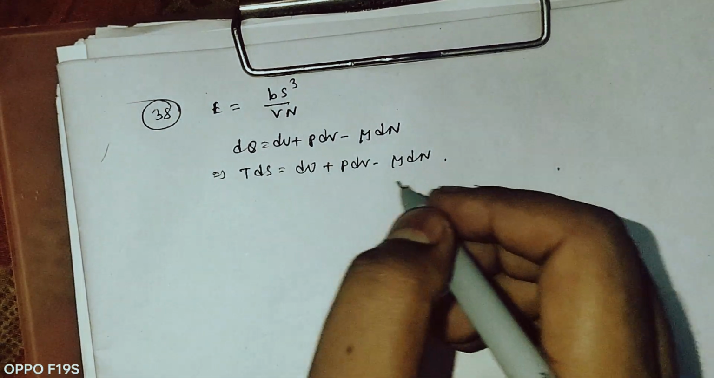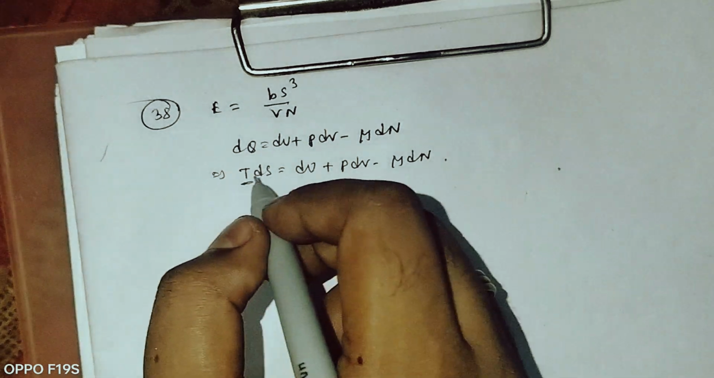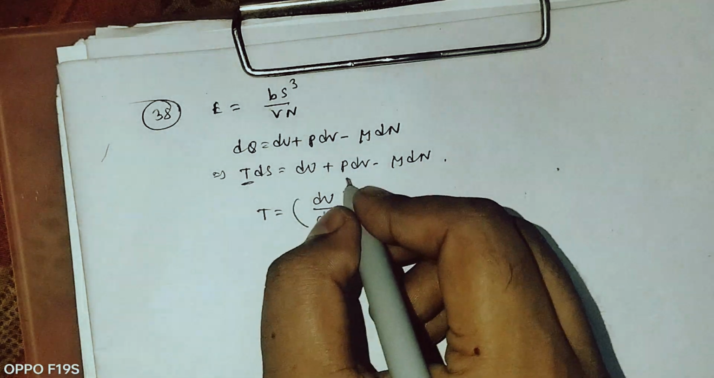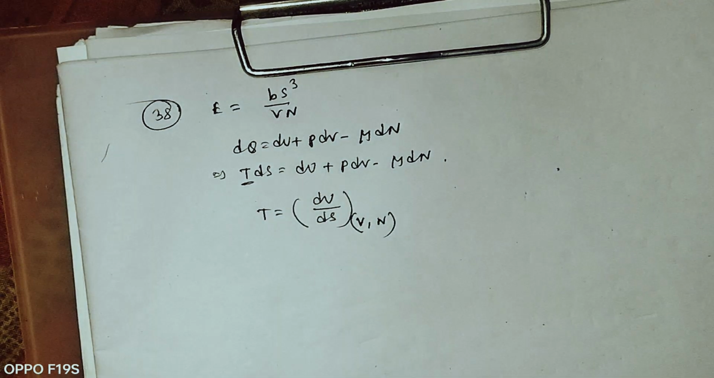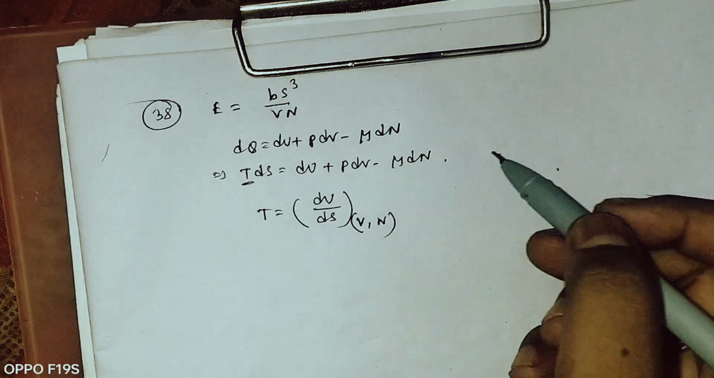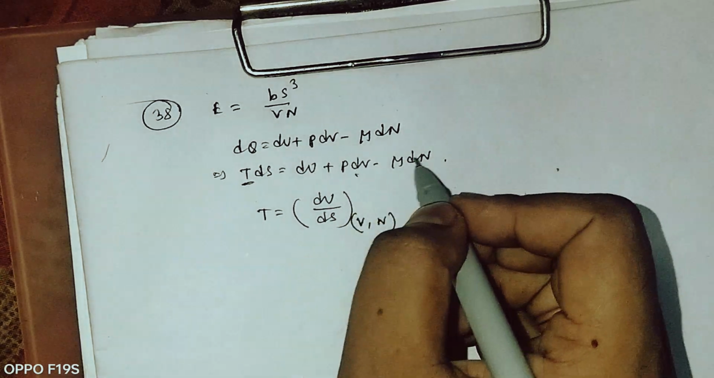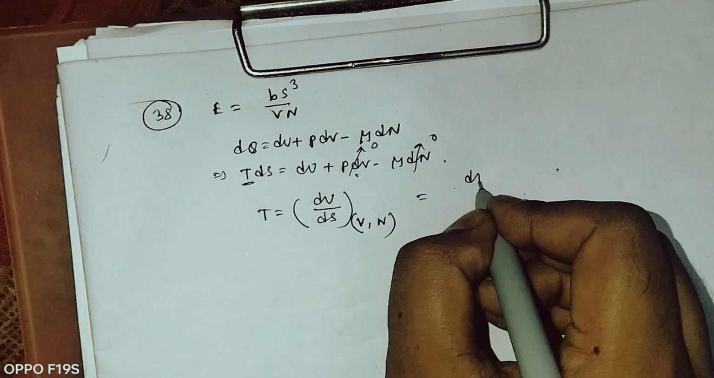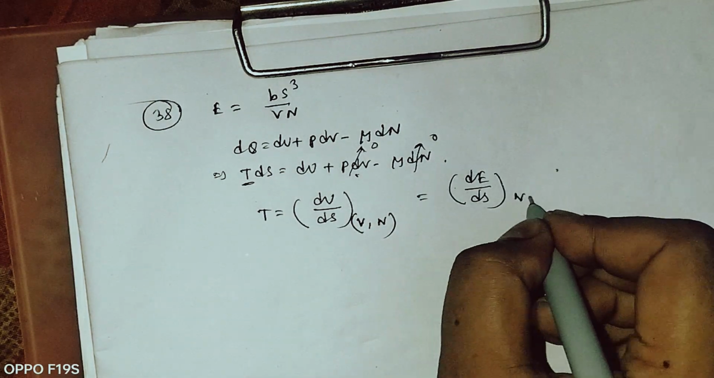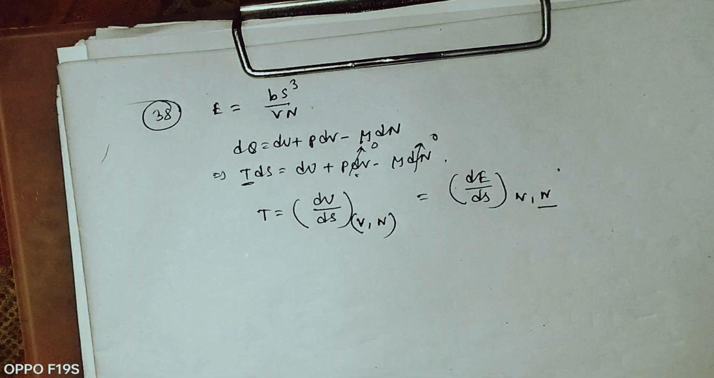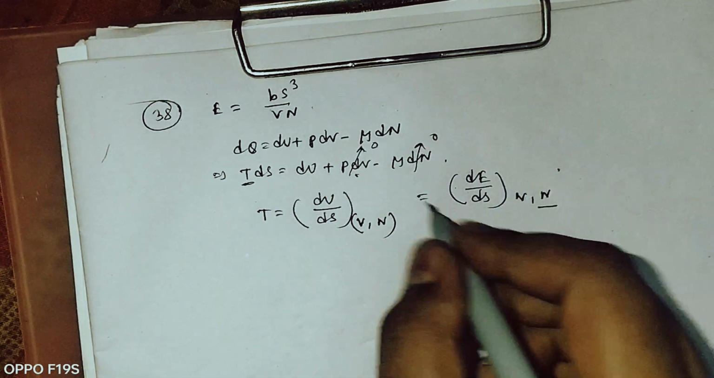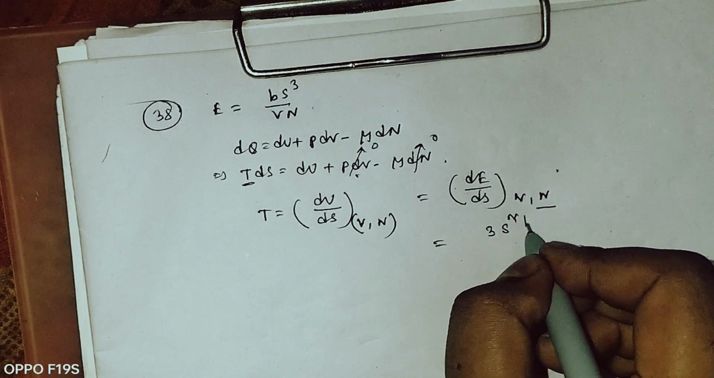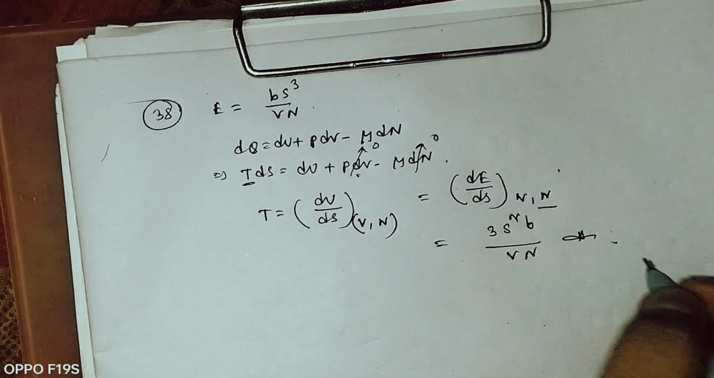From here, if you need to calculate this T, so T equal to dU by dS, where V and N are constant, because if V is constant then dV equal to 0, and if N is constant then dN equal to 0, so these two terms will be cancelled out. Fine. So dU by dS, you can write it as d by dS at constant V and N, and you are given E equal to B S cubed by V N. Fine. So a simple derivative with respect to S, so you will get 3 S squared B by V N. This is the answer.